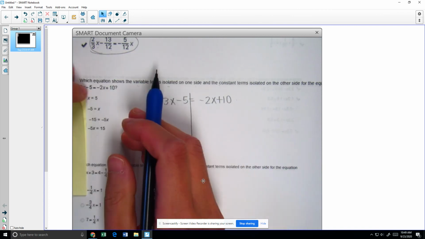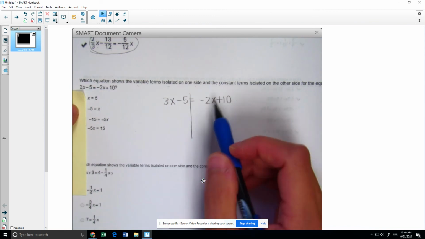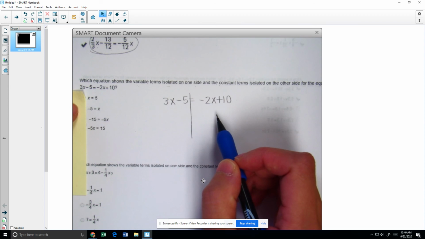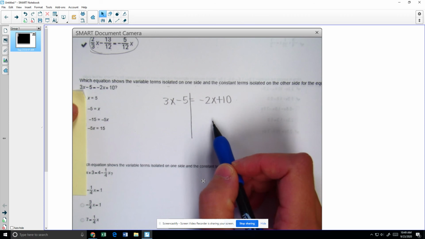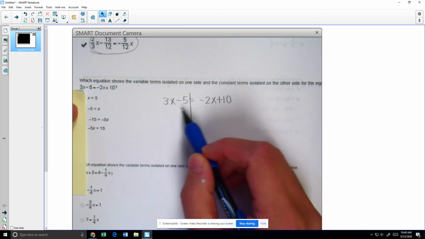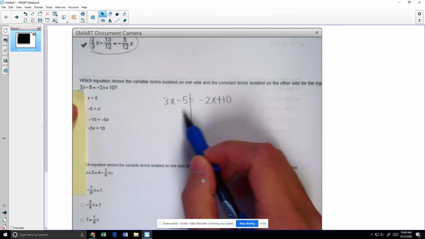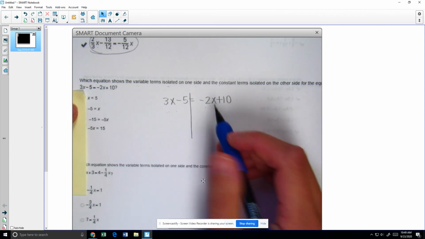Okay. Is there a number there? Did I cover it up? No. Okay. So let's put all of our letters on one side. Which one do you think I should drop down? Brooke? The negative 2x because it's smaller.